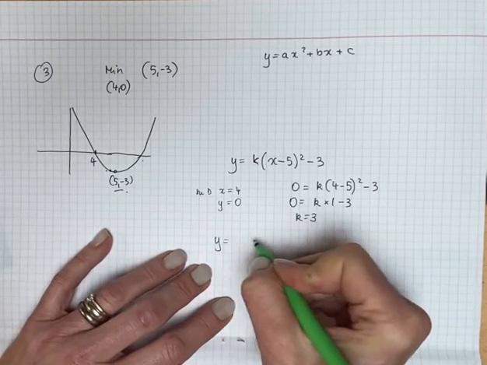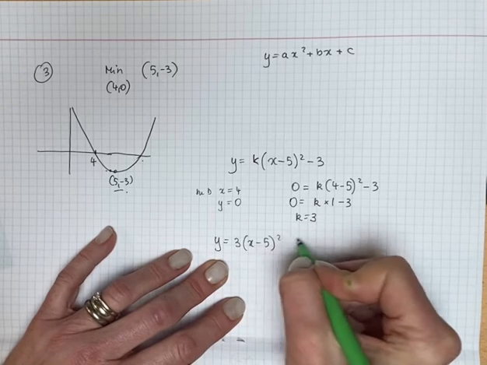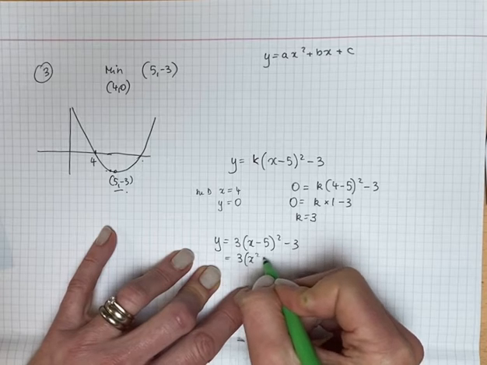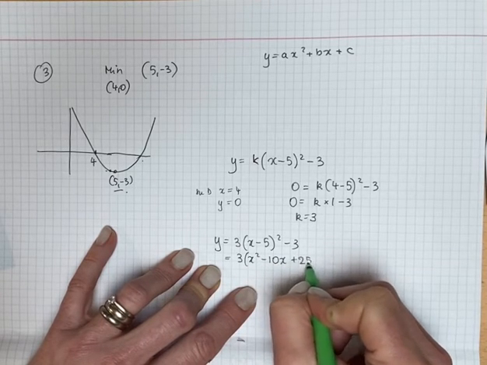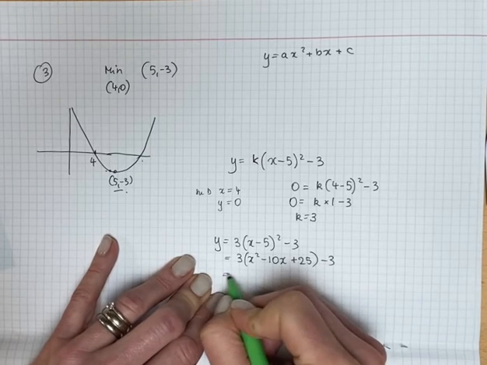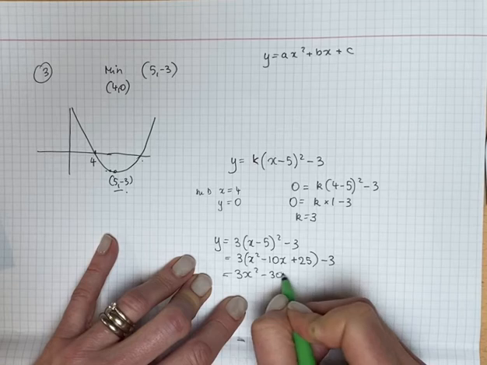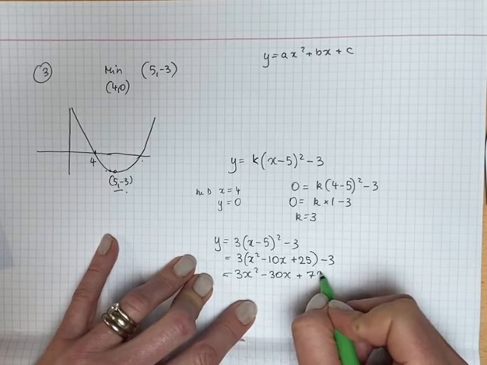So y is equal to 3 times x minus 5 squared minus 3. Expanding this gives me x squared minus 10x plus 25, and then you've got 3x squared minus 30x plus 75 minus 3, so plus 72.